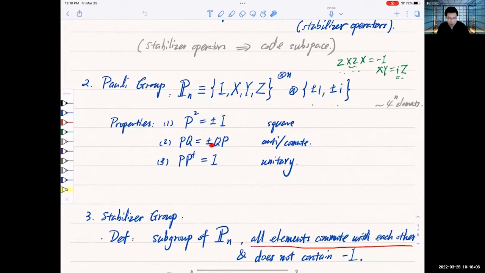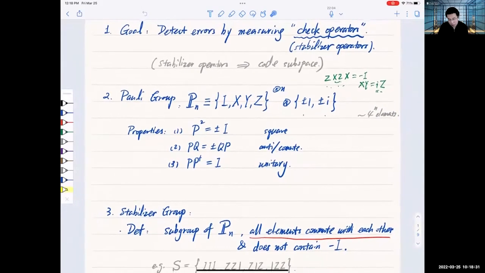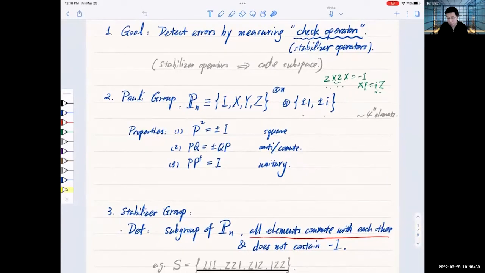If you have errors which anti-commute with the stabilizers, then you will be able to detect the error. This is very useful for analyzing whether or not you will be able to detect the error, if you think of the error as a Pauli element and the stabilizer also as a Pauli element.